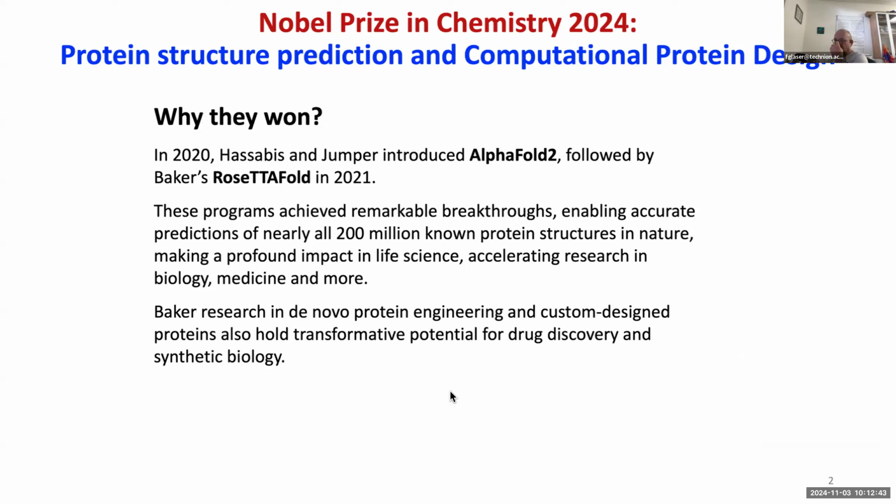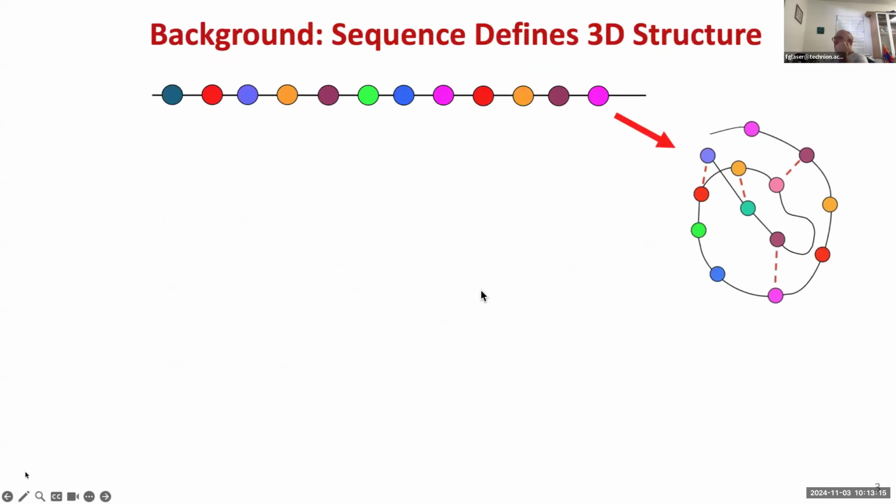Baker also did a lot of research in de novo protein engineering and custom-designed proteins, basically making new folds. And this also has a lot of potential for drug discovery and synthetic biology, as you can create new proteins with new functions. So these two topics are really exciting and transformative, and that's the reason they got the Nobel Prize. So a little bit about the background of the importance and how we got to AlphaFold.